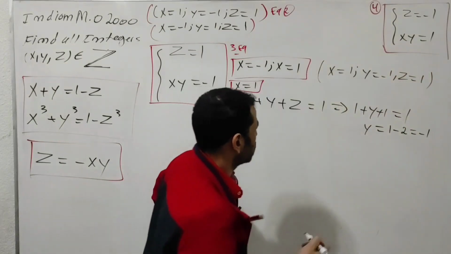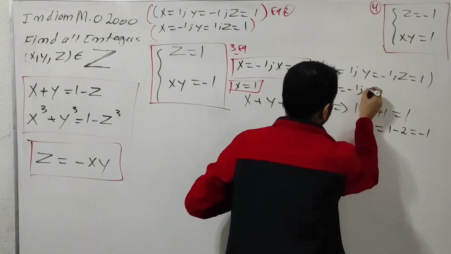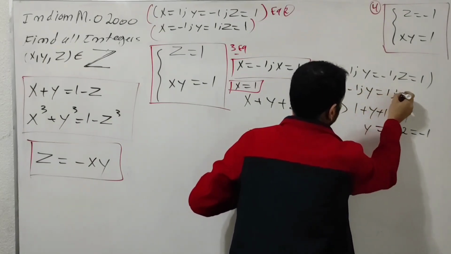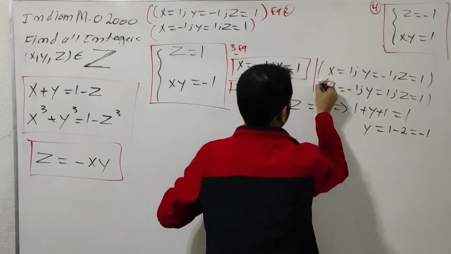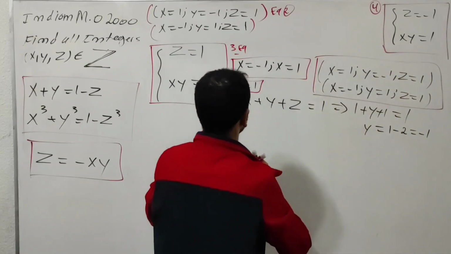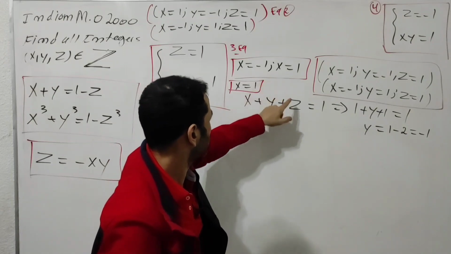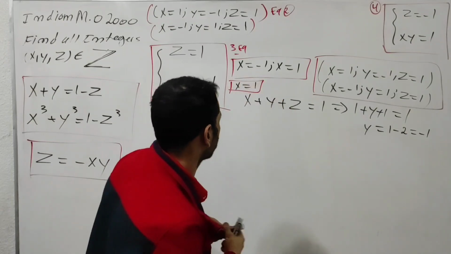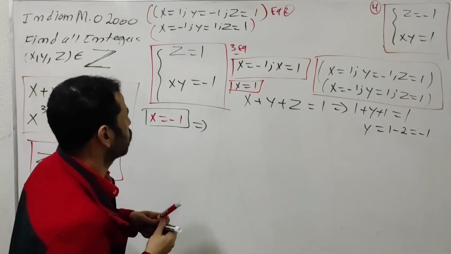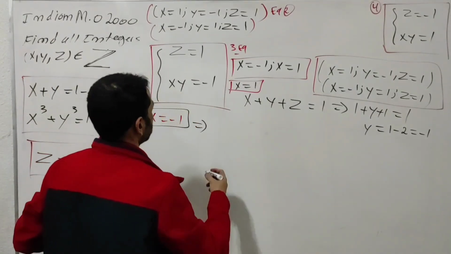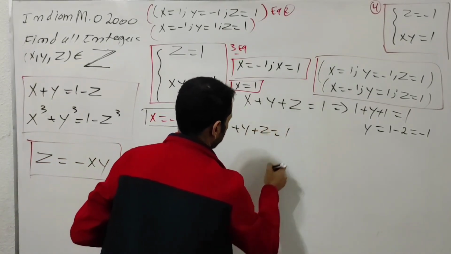By symmetry I will have another solution, x equals minus 1, y equals 1, z equals 1. Here are another two solutions. So I'm going to find another solution by using the fact x equals minus 1. I'm still working on this equation, so I'm going to replace this into the original equation, x plus y plus z equals 1.